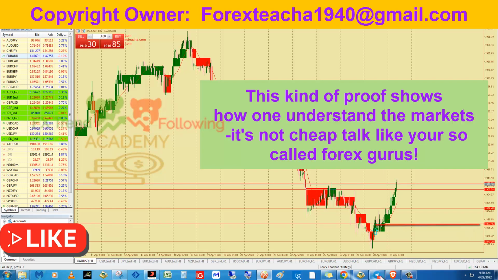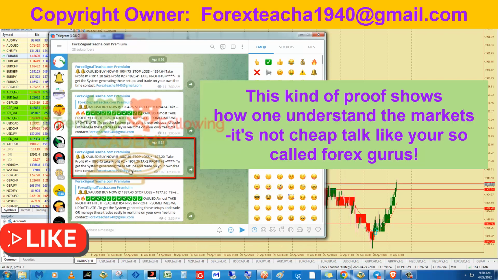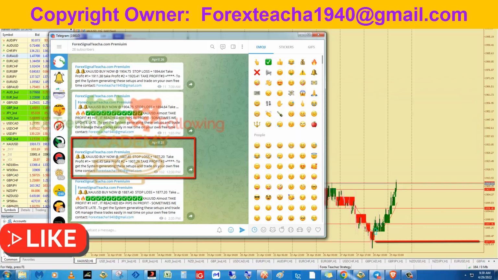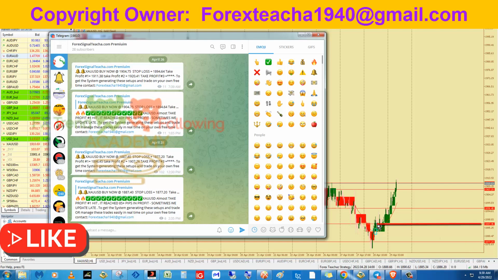Then you can also see that I put a stop loss, which was 1877.20, which is this line right here. You can see the stop loss ever since I took the trade right here. The stop loss was not hit. We had a small drawdown and then it kept on going up.